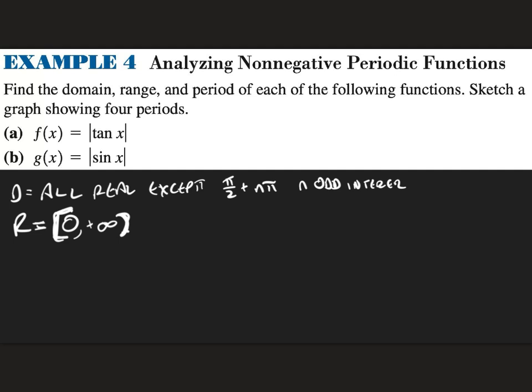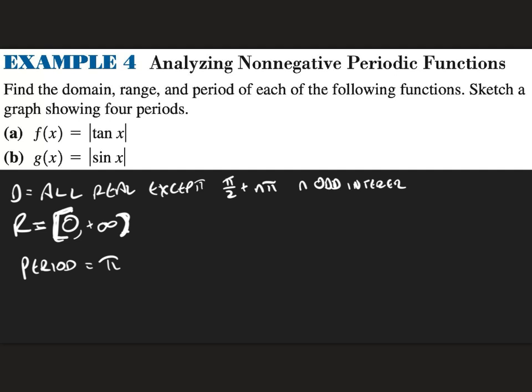Now the period is still pi, because the period of the function is still pi. So that didn't change, but it just happens to be shifted over pi over 2. All right, so domain, range, and period. Now we're going to sketch a graph.